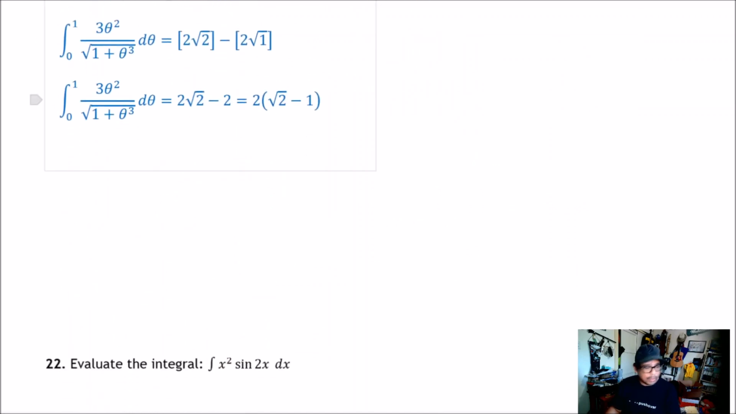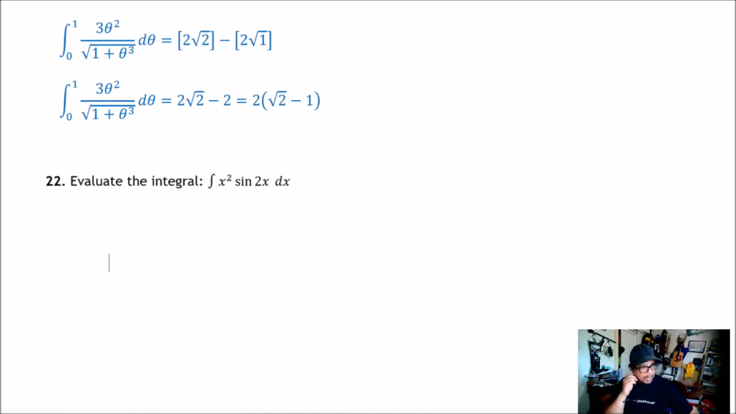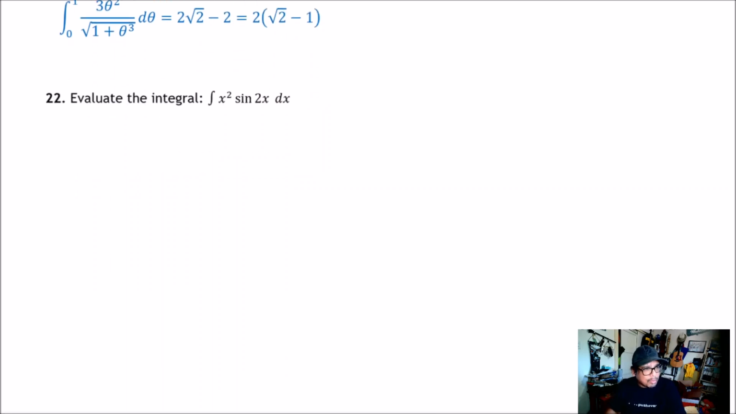Let's take a look at question 22. Okay, we're slowly getting into more difficult terrain here. I'm looking at that one, and there's no u substitution which will be sufficient for this. I can imagine letting u be x squared, and my du is 2x, but that's not going to work here because 2x is inside the sine function. No real simplification to be done there. So since there's no u substitution, there's no real trig substitution either I can make.